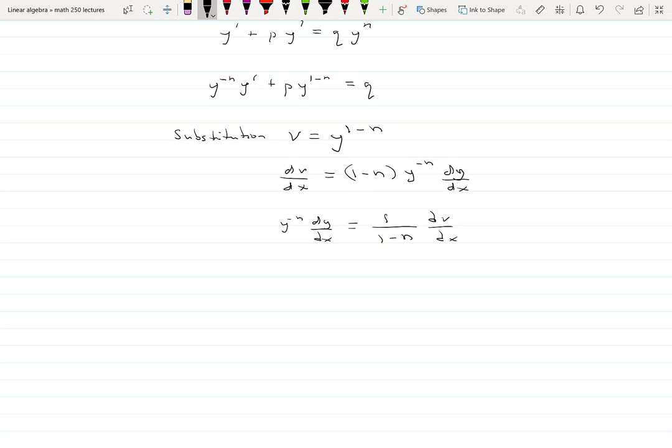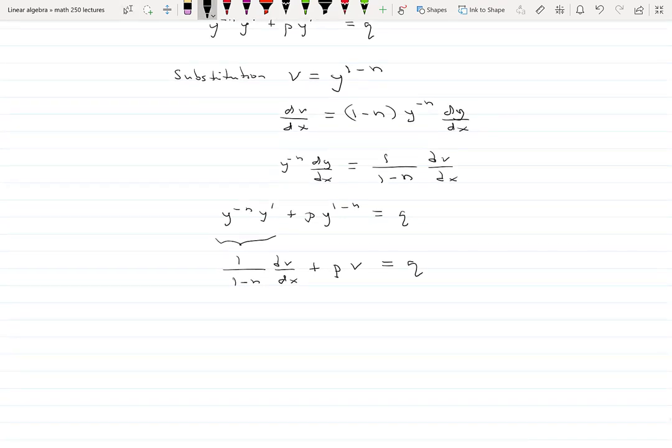Let me move my differential equation down, or I guess I just rewrite it. Here's my differential equation from above. y to the minus n y prime equals 1 over 1 minus n dv dx, plus p times the substitution, y to the 1 minus n is v, equals q. That's first order linear, though it doesn't look like it with that 1 over 1 minus n. If I multiply both sides by 1 minus n, I get dv dx plus 1 minus n p of x v equals 1 minus n q of x.